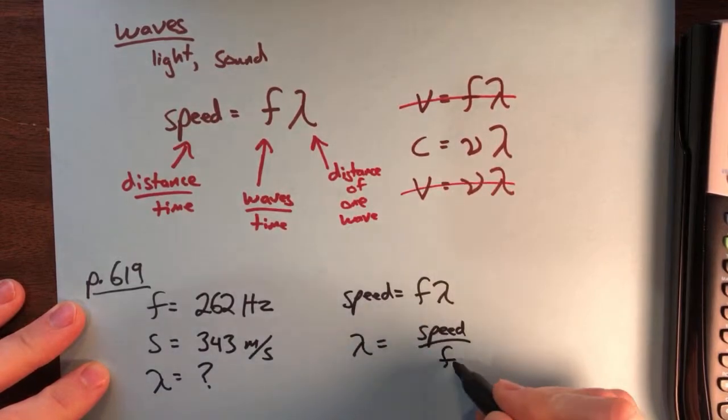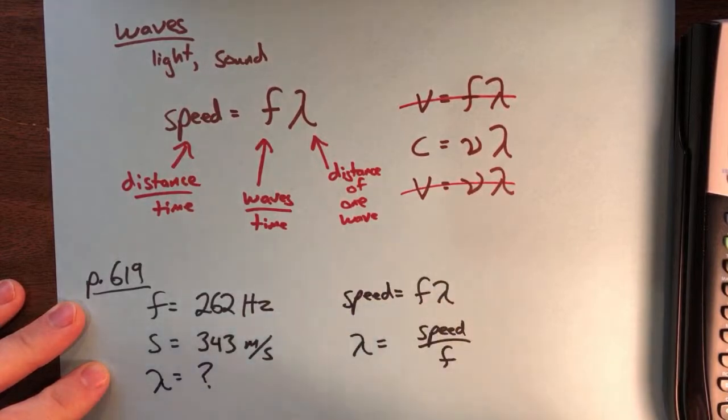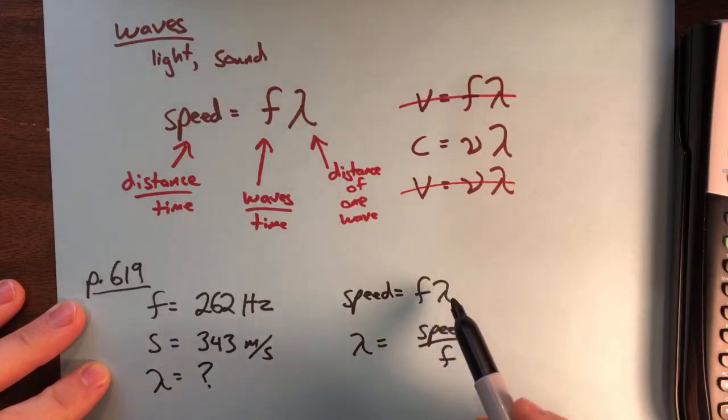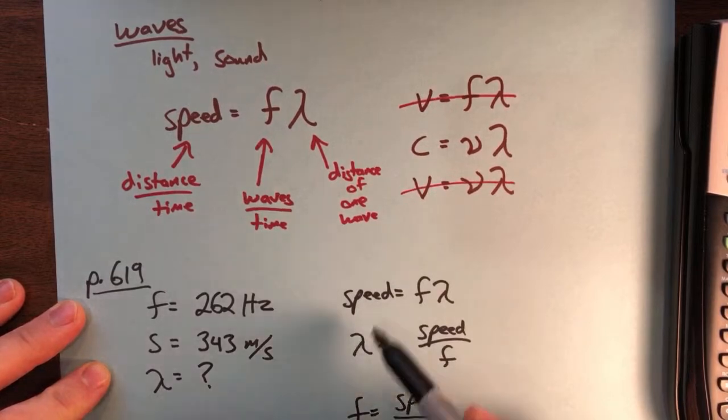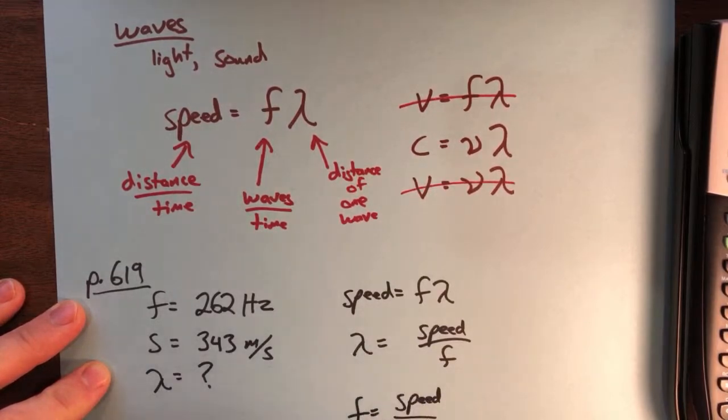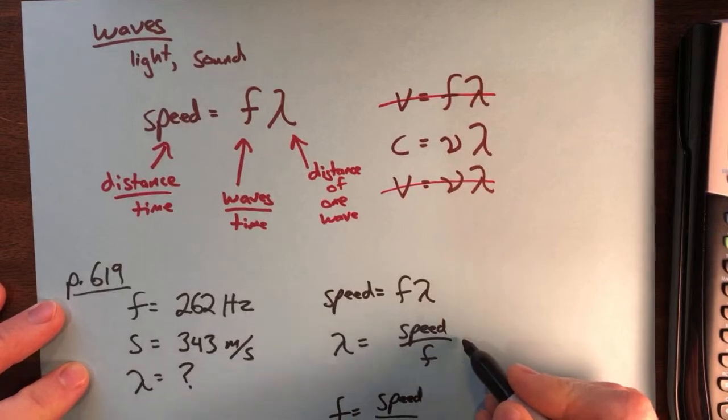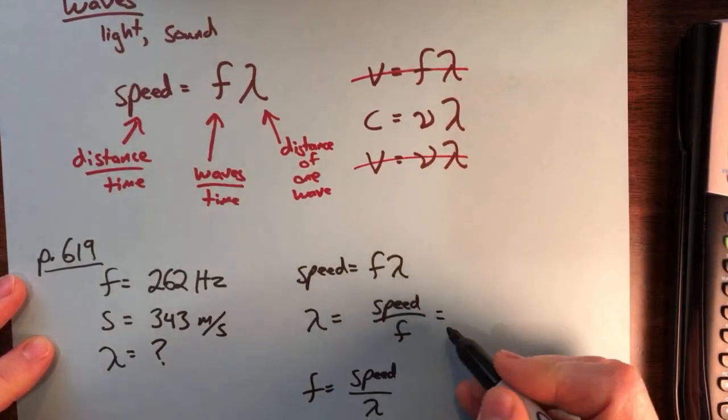divided by frequency. Interestingly enough, if we look at this equation, let's suppose that we knew the wavelength and we were solving for the frequency, it would look exactly the same. In that case, we would divide both sides by lambda, and it would look like this. Frequency equals speed divided by lambda. And so either way, whether we're solving for lambda or solving for frequency, it is going to be speed divided by your known. So let's just plug it into this equation right here, because that's the one that we have.